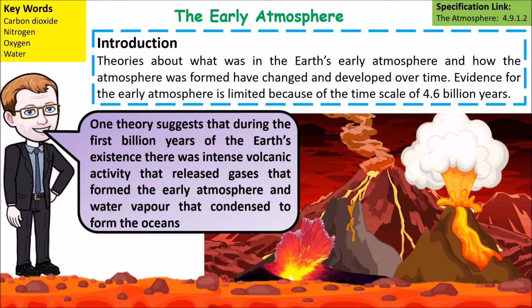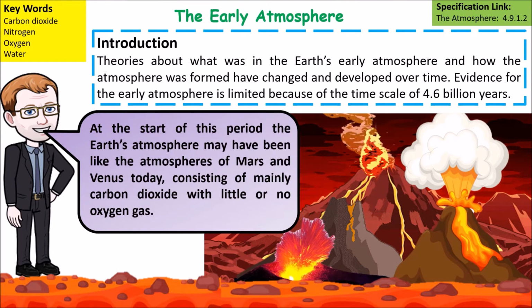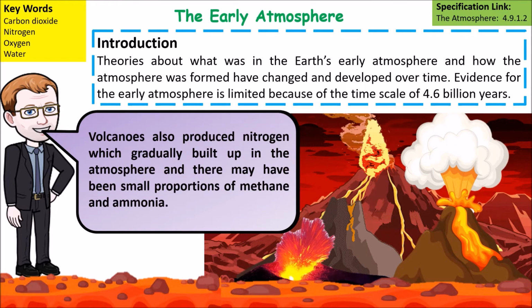One of the key things that was ejected into it would be water vapour, which would later condense to form the oceans. So at the start of this period, the Earth's atmosphere would have been much like Mars or Venus today, consisting of mainly carbon dioxide with very little or no oxygen. Volcanoes also produced nitrogen, which gradually built up in the atmosphere, and there may have been small proportions of methane and ammonia.